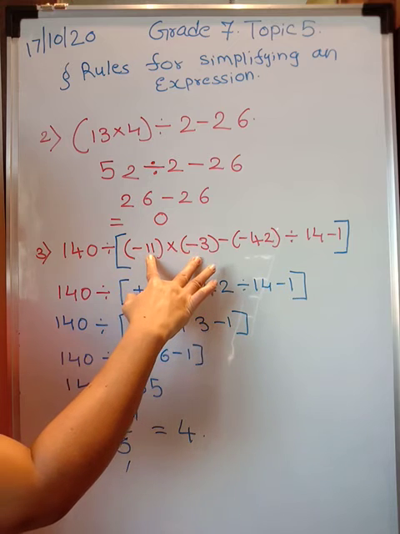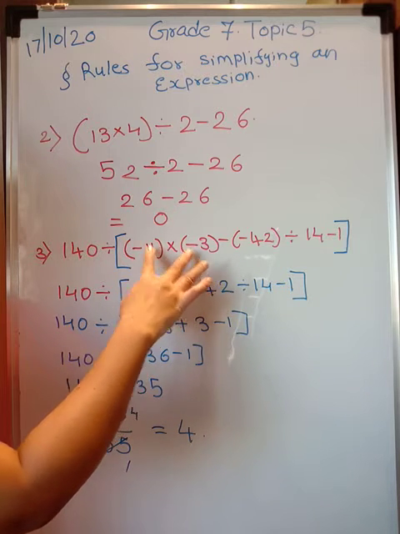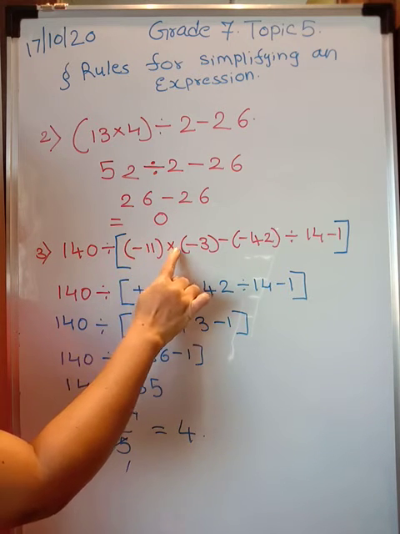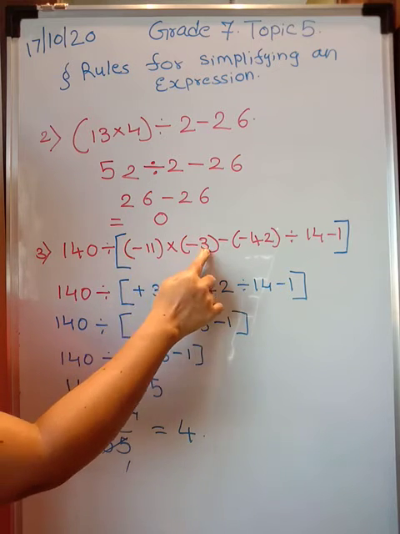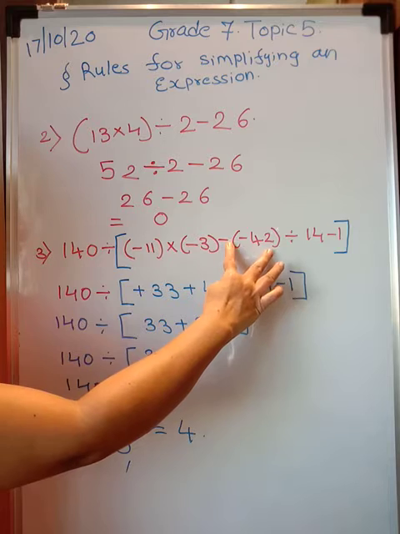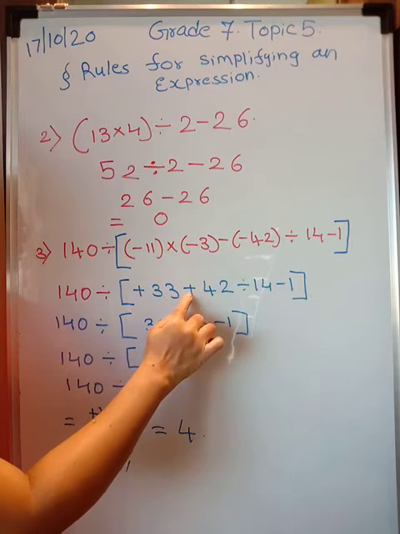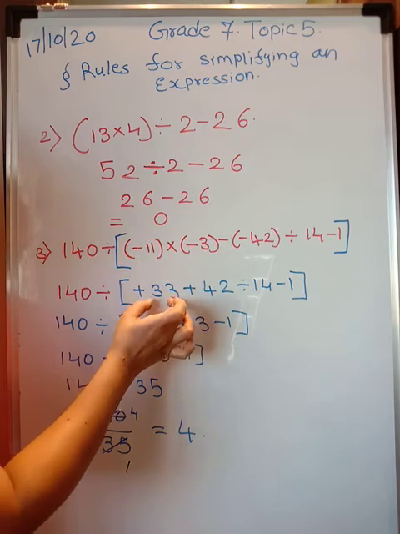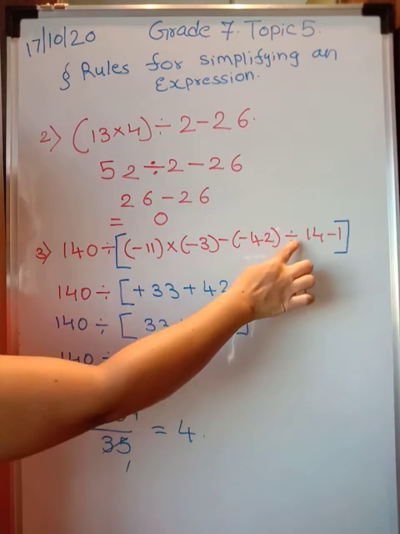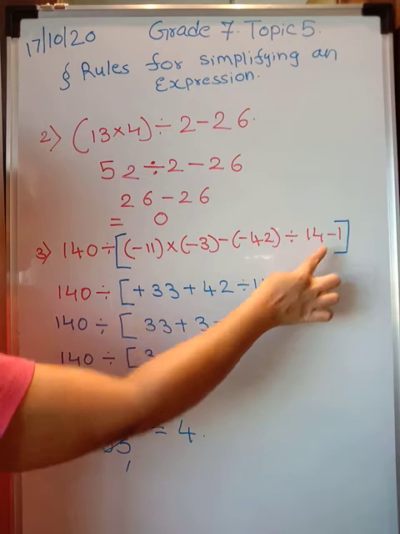Now see, first you solve the bracket. Alright. So minus 11 into minus 3. Minus into minus will be plus. 11 into 3 is 33. Open up this bracket. Minus into minus is plus 42. Alright. So this bracket we have solved. This bracket we have solved. Now we got divided by 14 and minus 1.